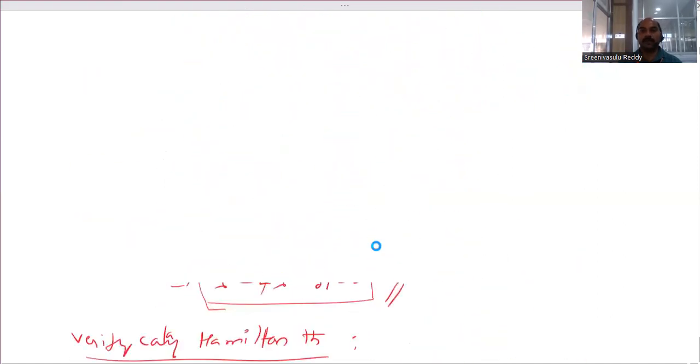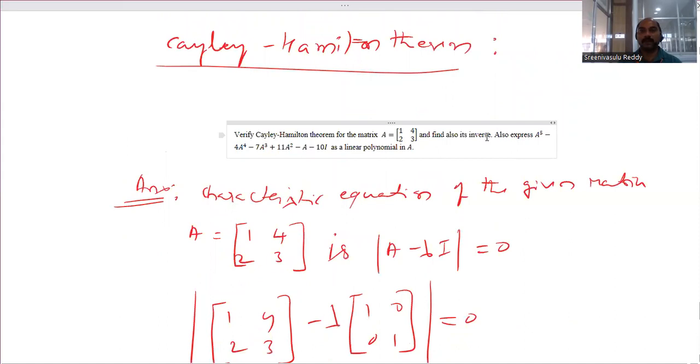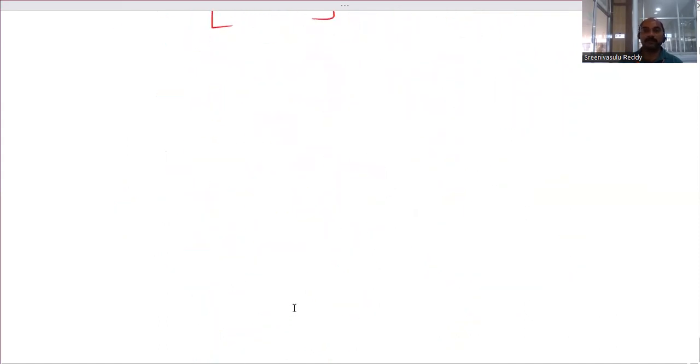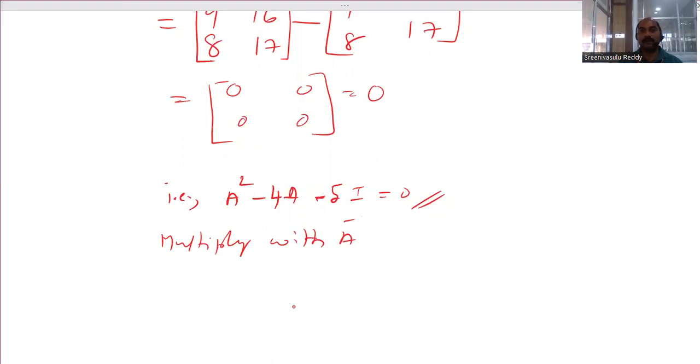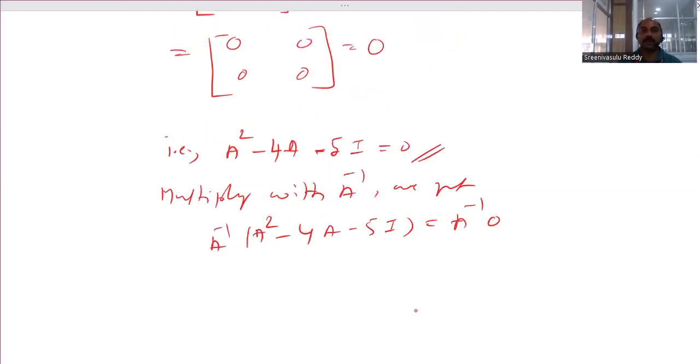Now, the next part in the same question is to find A inverse. That is what we get: A square minus 4A minus 5I equal to 0. We want A inverse, so multiply with A inverse. This is our Cayley-Hamilton theorem equation. Multiply with A inverse on both sides: A inverse of (A square minus 4A minus 5I) equal to A inverse of the 0 matrix. 0 matrix times something equals 0.